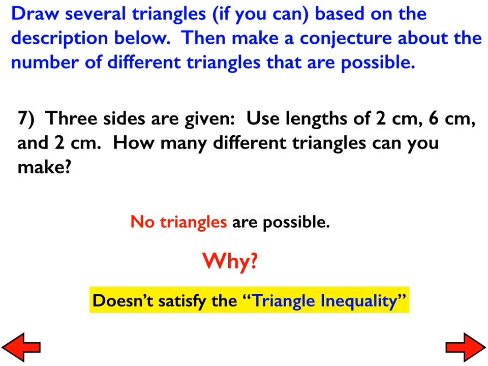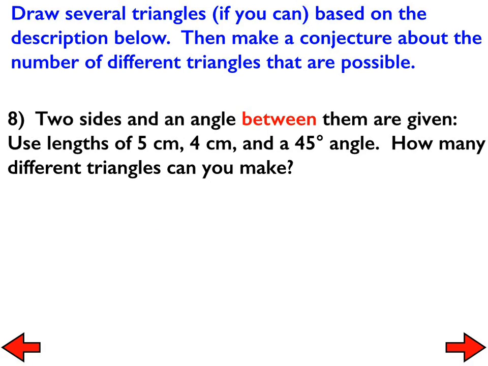And in number 8, it says we have 2 sides and an angle between them are given. The side lengths are 5 centimeters, 4 centimeters, and the angle is 45 degrees. Now the first thing that I think we need to talk about here is, do all of you understand what 2 sides with an angle between them means? Some of you probably think you do. Some of you probably do. But let's do a little bit of practice here.